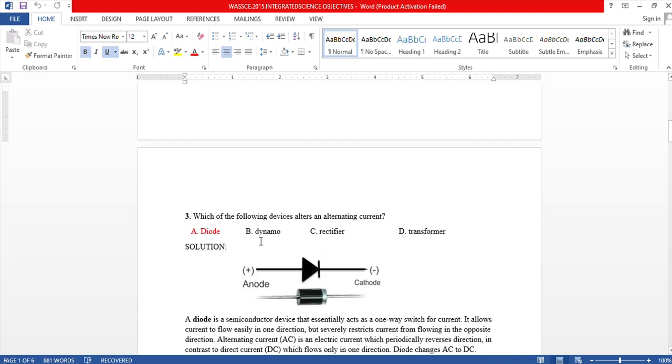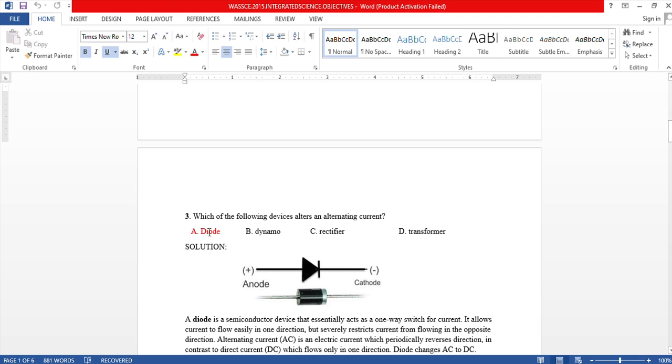Now question 3: which of the following devices alters an alternating current? So alters here means it changes an alternating current. Now let's take note that alternating current is a type of current that flows in both directions. As in, it goes, let's say, from left to right and then right to left. So like this. Then there's also another type, we call it the direct current. That one moves in one direction.